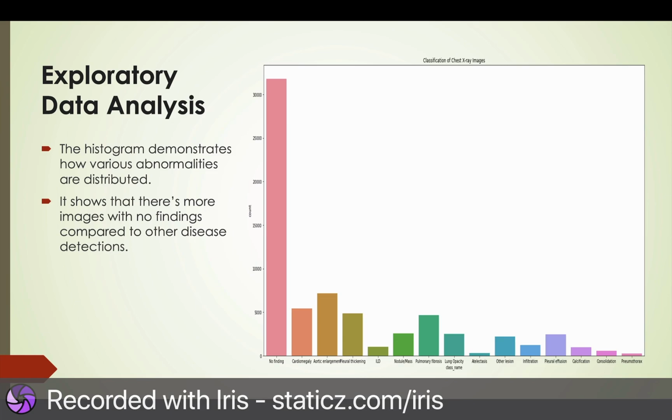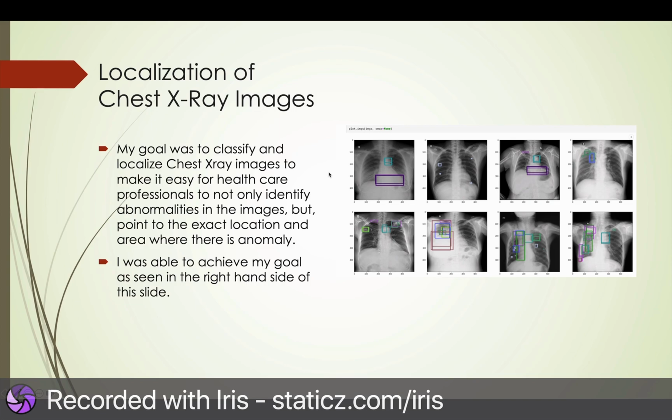So we have others which were identified to have cardiomegaly, others were identified to have aortic enlargement, there is pleural thickening, ILD, mass, pulmonary fibrosis, up to pneumothorax. It seems like pneumothorax was the one with the least number of images. So it shows that most of the images have no findings. This is good because when you go to hospital, you don't really want to have this kind of abnormality. So this is what I was envisioning, and I was able to do this.